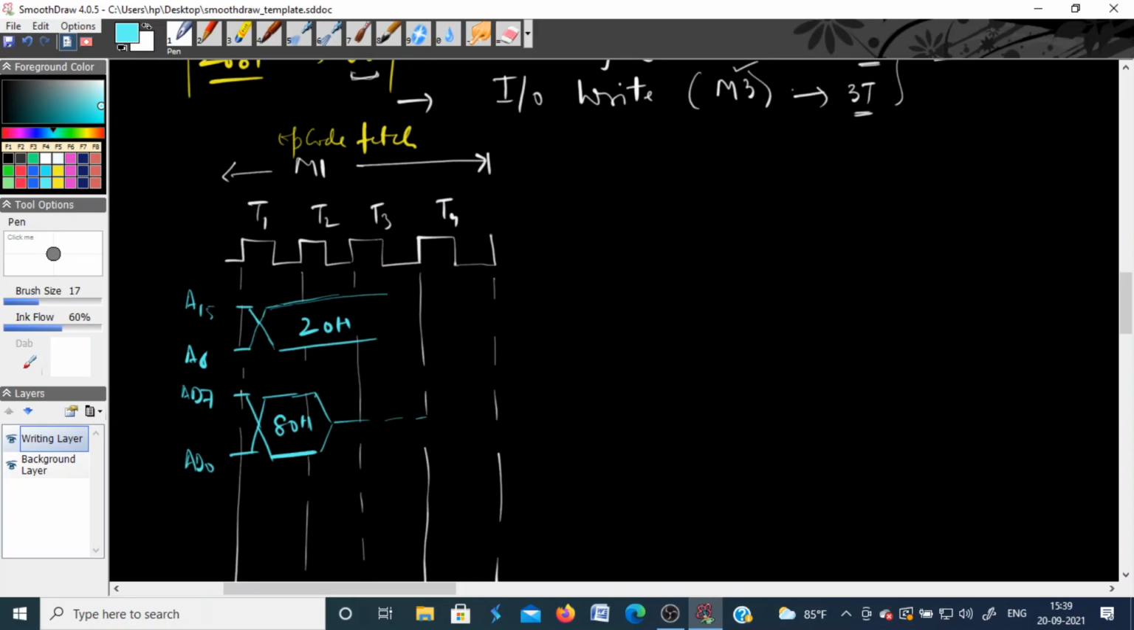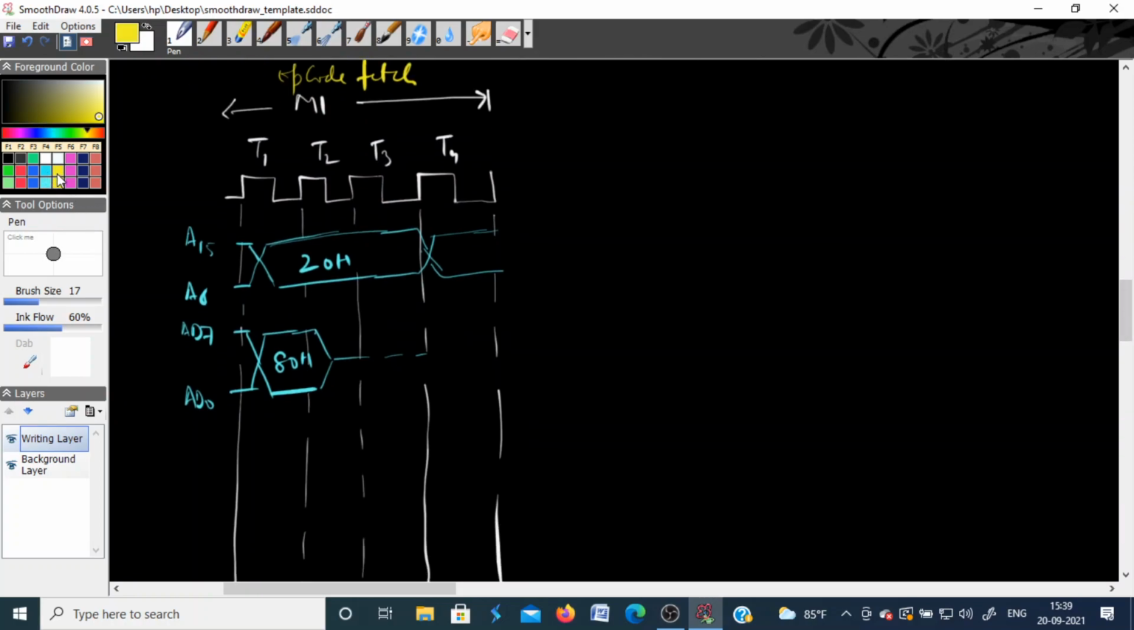So this address on the lower and higher 8 bits remains for almost 3 clock periods, and then it is unspecified here. So what is next is done by the processor. The first task is to place the higher and the lower 8 bits address on the higher and lower 8-bit address lines. And since this data bus is bidirectional, it has to be used for data transfer in the next cycles.